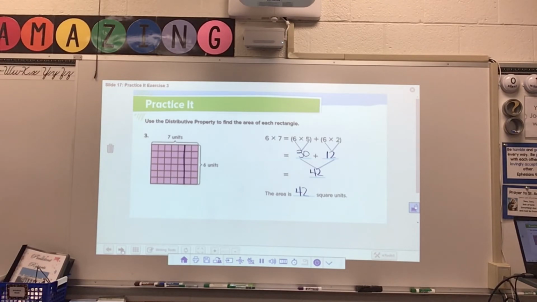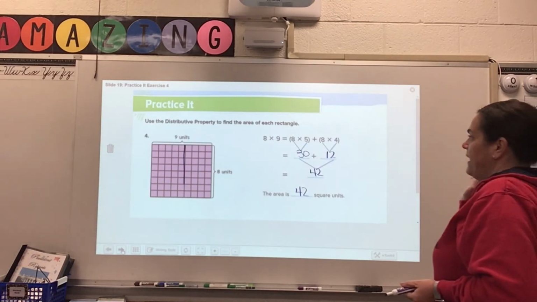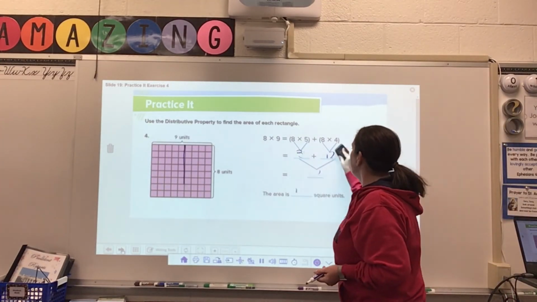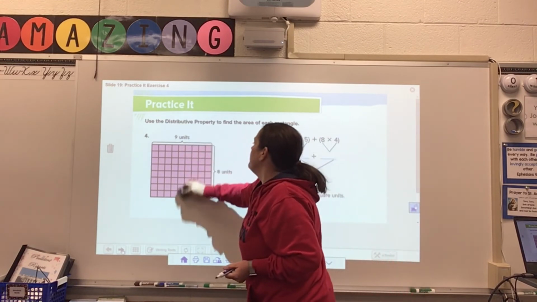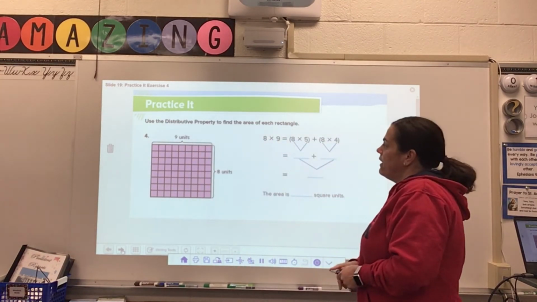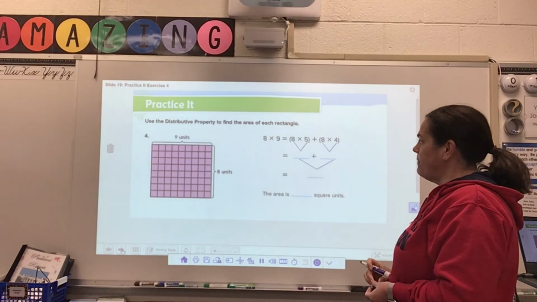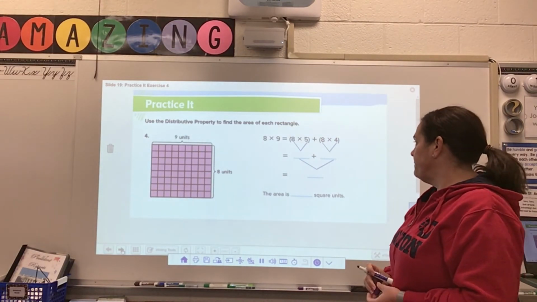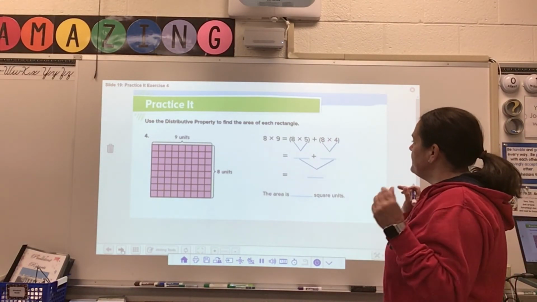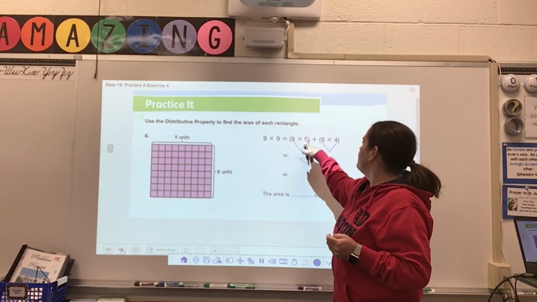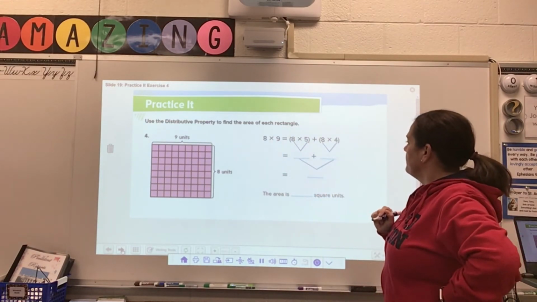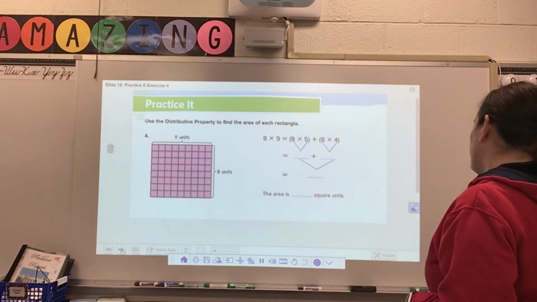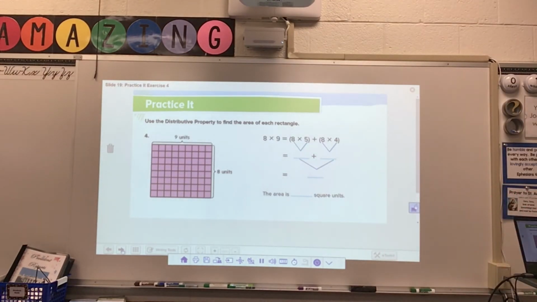All right, next, we are going to use the distributive property to find the area of this rectangle. So I have 9 units across the top and 8 units going down the side. So I'm going to decompose that 9 into 5 and 4. So work through this problem on your own. Pause the video, and then try it.